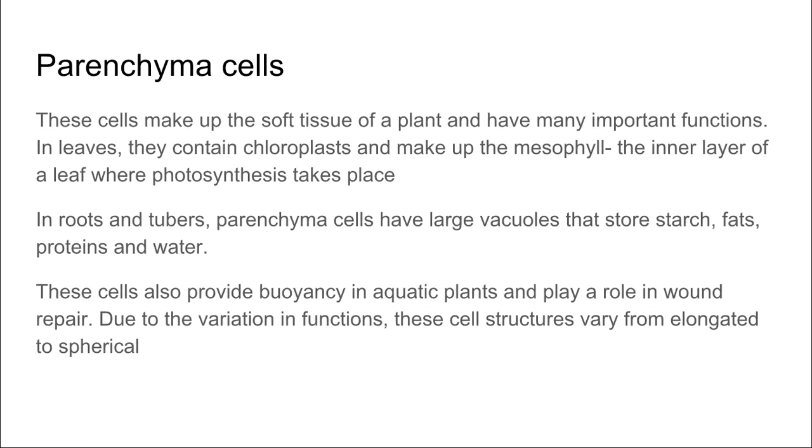Parenchyma cells are cells which make up the soft tissue of a plant. In the leaves themselves, they contain chloroplasts, and they make up the mesophyll layer, which is where the cells which photosynthesize are located. They can have large vacuoles that store starch, fats, proteins, and water, and these can also provide buoyancy to plants. Due to the variation in function that they can play, their structures can vary.